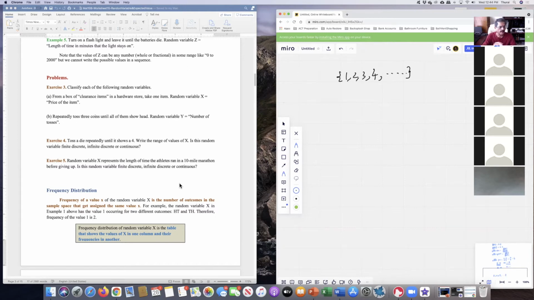Next question says, random variable X represents the length of time an athlete ran in a 10-mile marathon. Length of time an athlete took to run a 10-mile marathon before giving up. So what's the classification of this random variable?